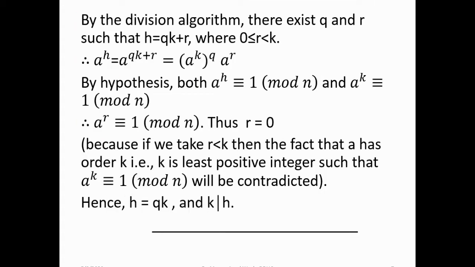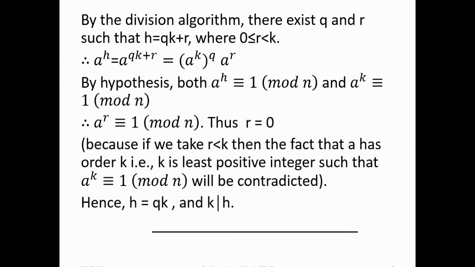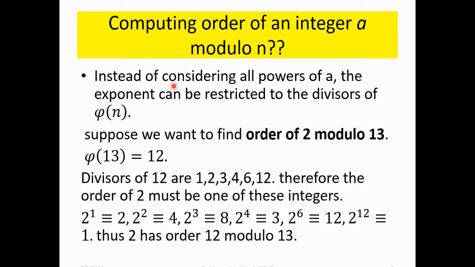So we can get this from here: a to the power h is congruent to 1 if and only if k divides h. In particular, k divides phi n. So we can consider all the divisors of phi n. Instead of considering all the powers of a, the exponent can be restricted to the divisors of phi n.